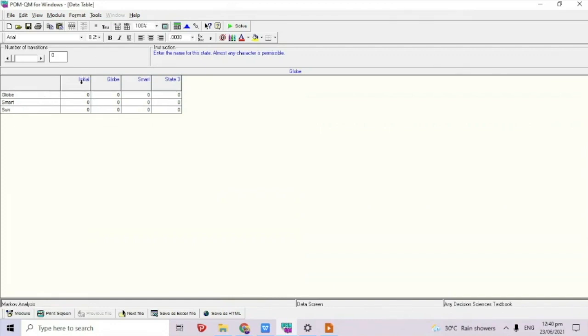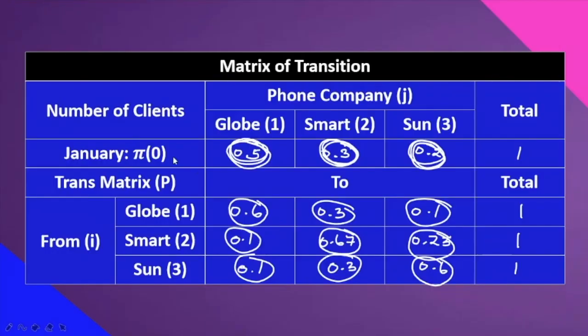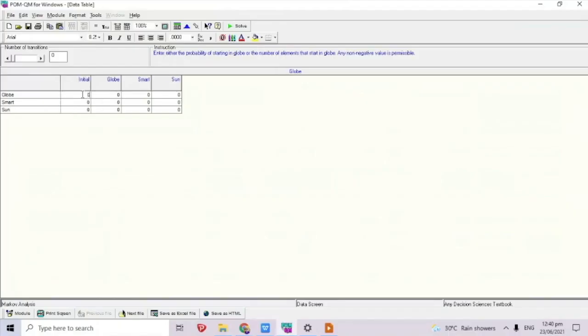Now, with regards to this initial column, our initial column here are the values for pi of 0, or the initial probabilities, which are 0.5 for globe, 0.3 for smart, and 0.2 for sun. So let's write it here: 0.5, going downwards, 0.3 rather, and of course 0.2 for the sun. So here are our initial values, coming from our initial matrix.